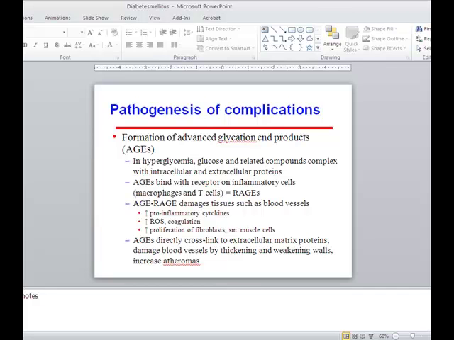Essentially, your blood vessel walls are getting very, very thick in these individuals, which means the lumens are getting smaller. That means the blood flow to the different tissues is going to be altered. So age directly cross-linked to extracellular matrix proteins, damage blood vessels by thickening and weakening walls. And increase atheroma. Atheroma is nothing but thickening of the blood vessel walls.